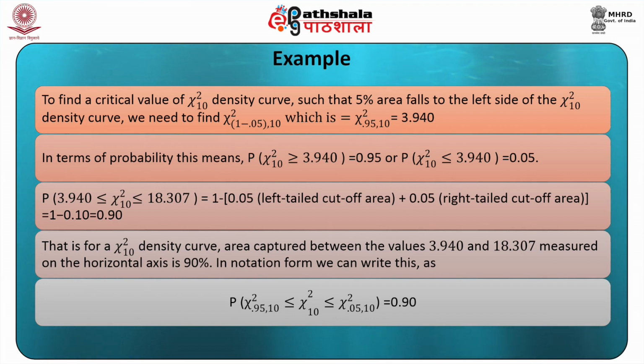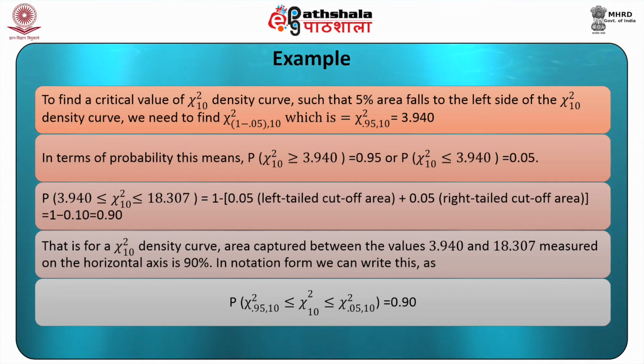Now this you can see is equal to 3.940, which is the value at the intersection of the row corresponding to nu equal to 10, column corresponding to alpha is equal to 0.95. Now in terms of probability, this means that probability that chi-square 10 is greater than 3.940 is equal to 0.95, or we can also write it as probability chi-square 10 is less than or equal to 3.940 is equal to 0.05.